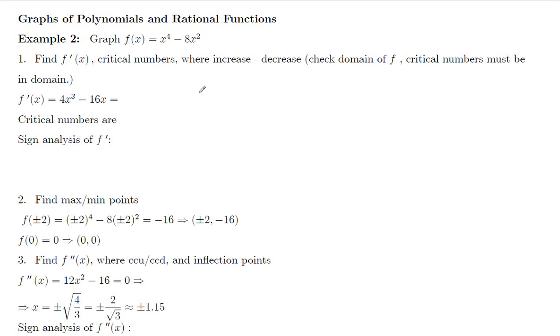So in example 2 here, we are going to graph a fourth degree polynomial. Now polynomials will not have any asymptotes, so we're going to concentrate on f prime, f double prime, increase, decrease, concavity.